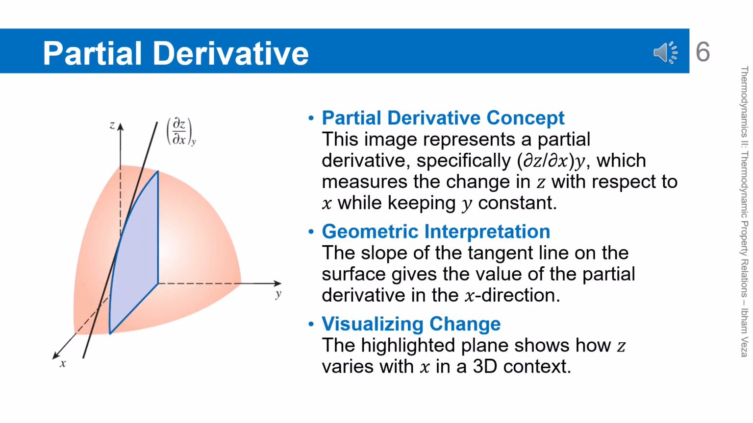Partial derivative. A partial derivative shows how one variable changes when only one independent variable is changed, while others are kept constant. In thermodynamics, almost all properties depend on more than one variable. Therefore, this concept is extremely important. Its geometric interpretation is the slope of a surface in a specific direction. This is the main language used to express thermodynamic property relations.